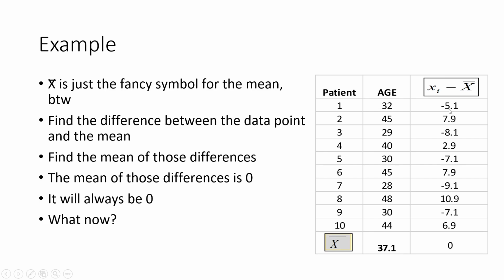Now, if you do this, and then you find the mean of these 10 distances, what you're going to get is 0. And if you did your calculation correctly, you will always get 0 no matter what data set you have. And generally, zeros aren't very useful. If your mean is a 0, then it's probably not that useful of a mean. So what do we do to fix it?